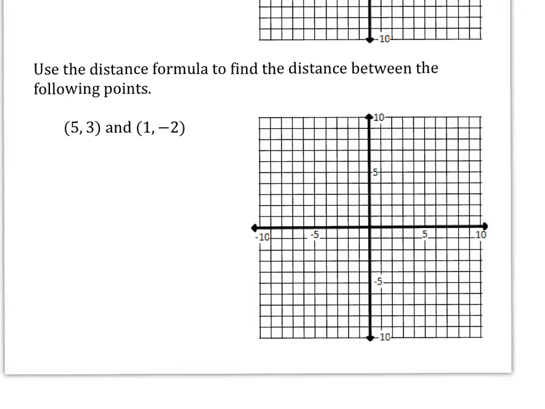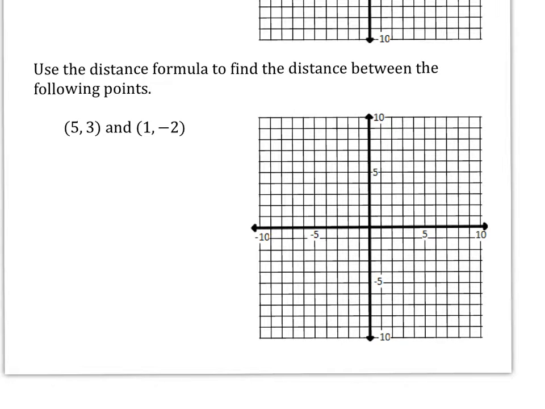So let's take a look at the first example. Use the distance formula to find the distance between the following points, (5, 3) and (1, negative 2). So I have a graph here to help you visualize what is also going on. So let's go ahead and plot these points so we can have a good idea for what we think the answer might be. Then we'll solve by using the distance formula for what the answer is.